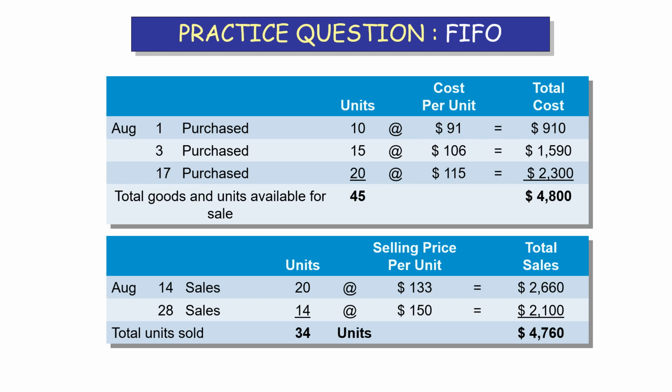Now the question to answer is, what is the cost of those 34 units? And the ones that are still remaining, because we bought 45, we should still have 11 with us in the inventory, say in that box. What is the value of those 11 units? We need to answer those questions so that we can calculate our gross profit.